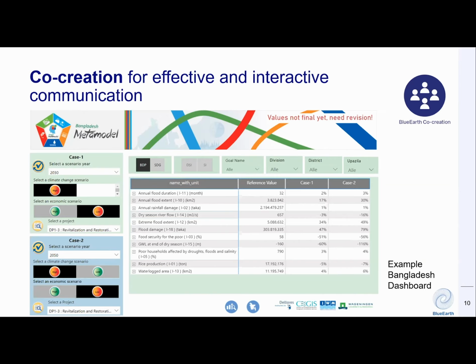And for an example, here is shown a dashboard that we made for the Bangladesh Delta Plan, where you can easily compare different scenarios, different solutions on meaningful indicators that were discussed with the stakeholders upfront to generate the information they need to make the decision. And that's also under discussion now with the Rhine countries.